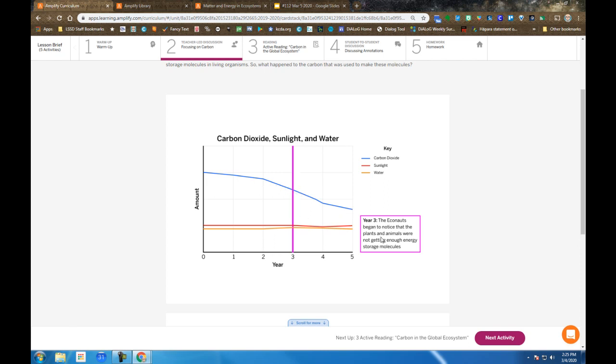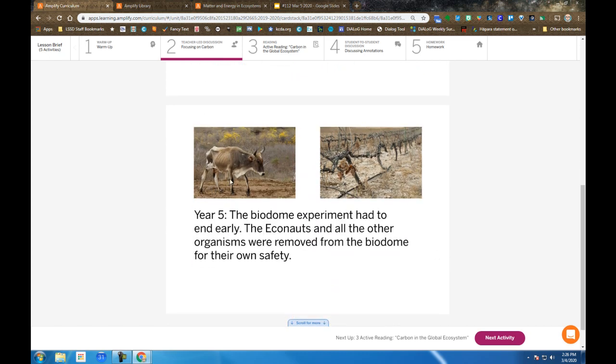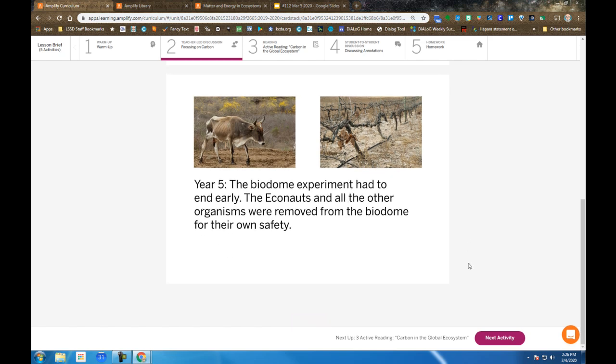And this is where they noted it is affecting the plants and animals in the biodome. So whatever's happened there is already enough to start showing up and affecting plants and animals. And by year 5, they give us 2 images of a definitely undernourished cow and producers that have no leaves on them. So, significant impact.